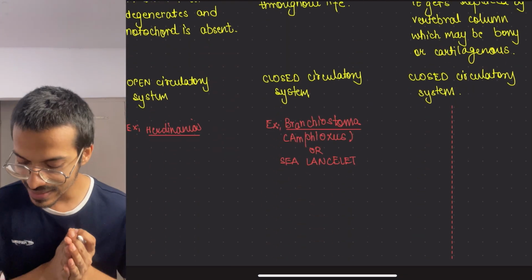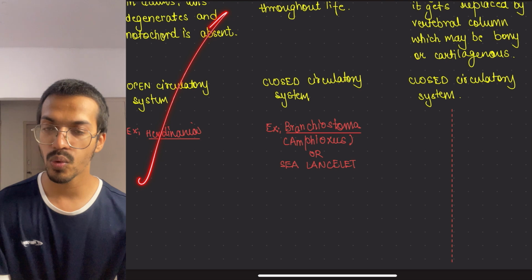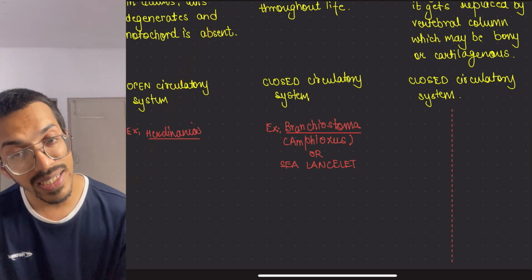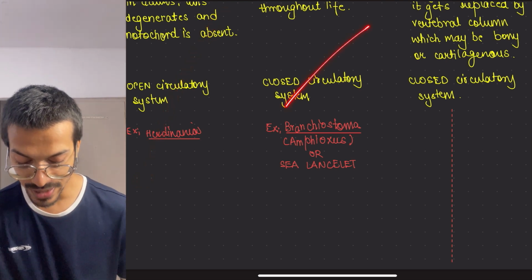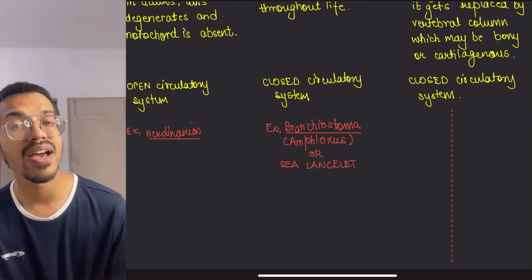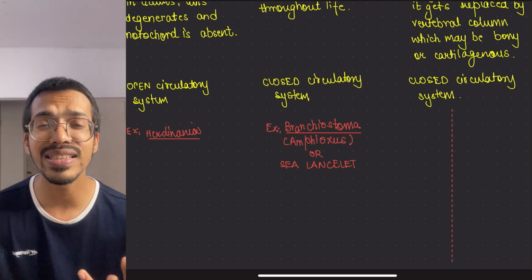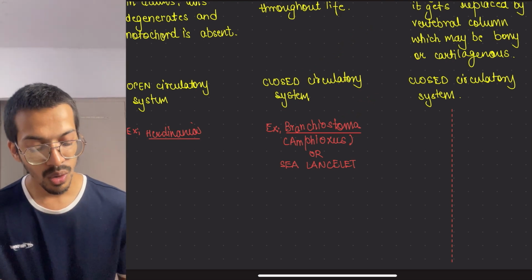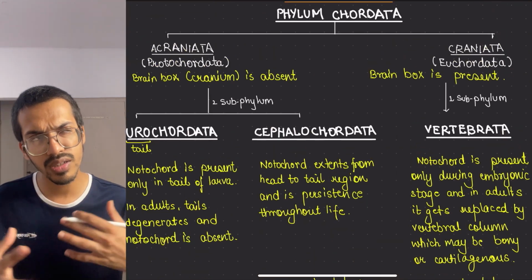Moving on to the next thing, the examples. The examples of this are Ascidia and Herdmania. The example of this is Branchiostoma, which is also called Amphioxus. It is also called the Lancelet.